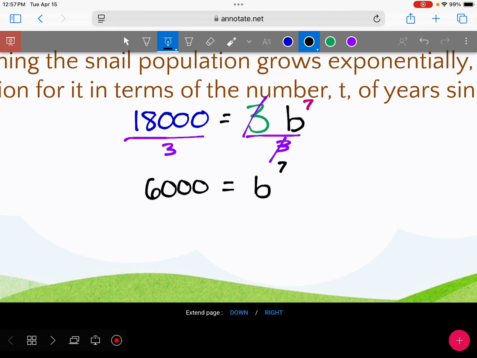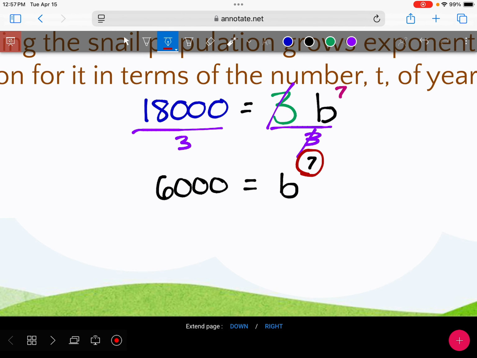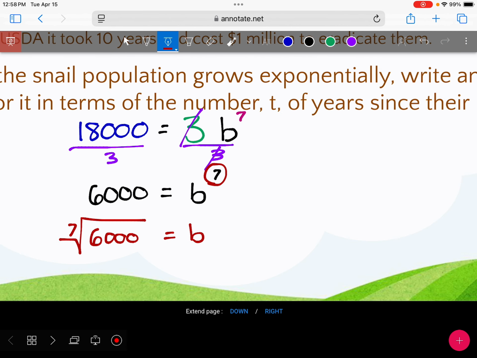Yeah, it's really much like if we had b squared, we would take the square root. If we had b cubed, we take the cube root. So we have b to the 7th, so we're going to take the 7th root. We want to unpower the 7. When we're doing that in our calculators, there is a button for it. I'm going to show you where it is in just a second. So to get rid of this 7th power, we have to take the 7th root of our 6,000 to figure out what this base is.